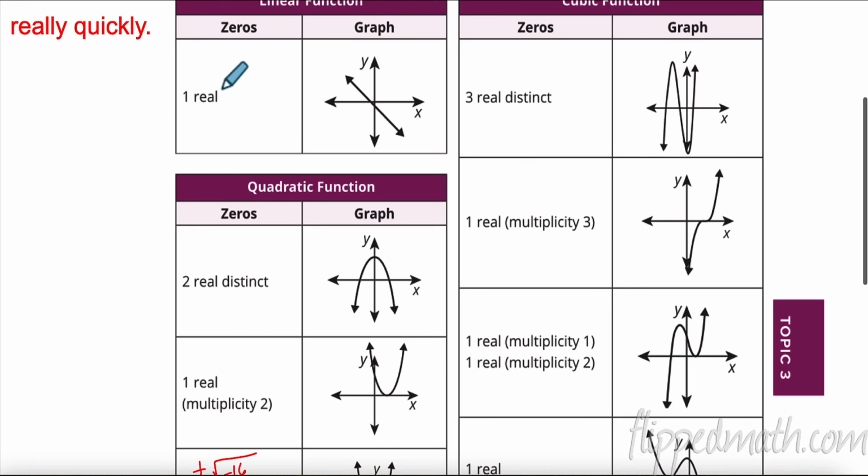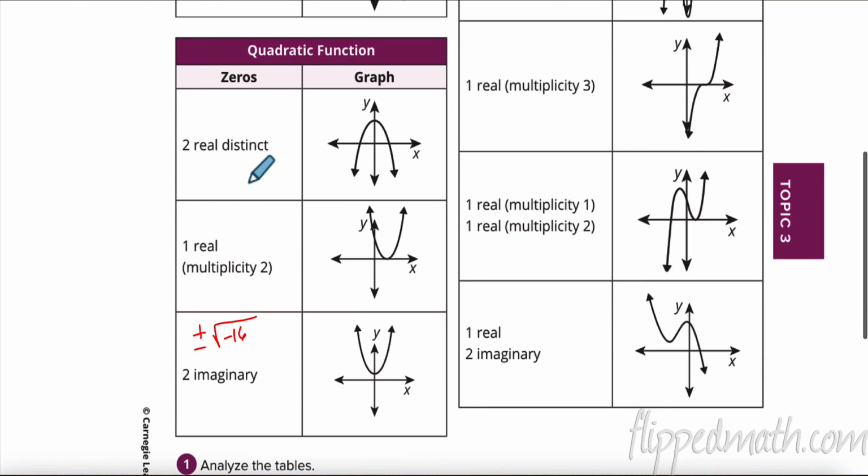But essentially, if you have a linear, you could have 1 zero, right? If we had a quadratic, we could have the following. We could have 2 distinct zeros. We could have 1 zero, but it has a multiplicity of 2, meaning the answer would be like this, x minus 2 squared. I have 2 of them right there.